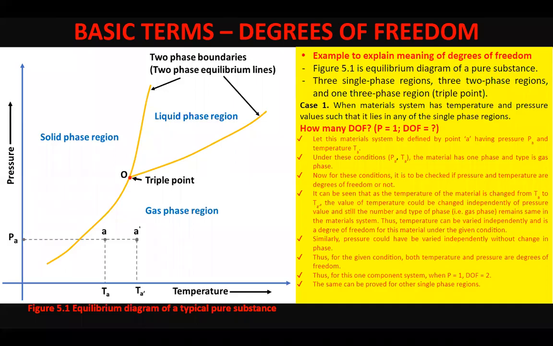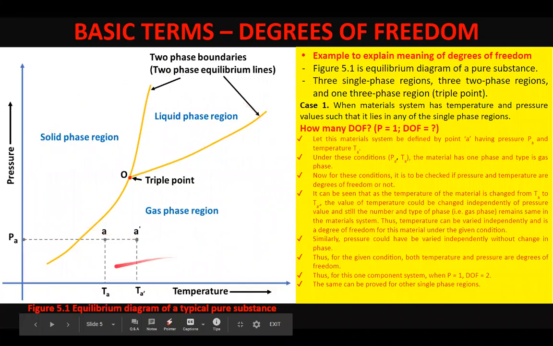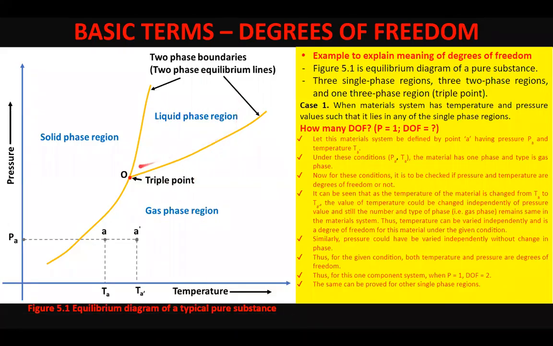So to further elaborate this term, we have taken the example of a one component system, and for example, this is the equilibrium diagram of that one component system, which is showing that in this entire region there is only one phase present in the system, the gas phase. And in this region, again, this is a single phase region where there is only one phase, the liquid phase. And this is again a single phase region where there is only one phase, the solid phase.